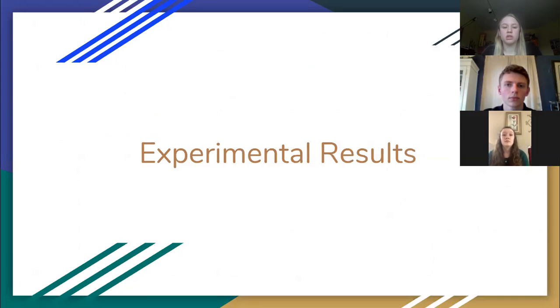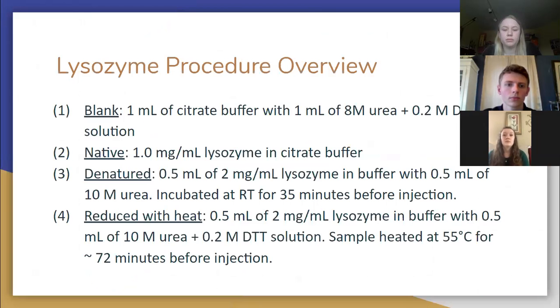So our experimental results that we got this spring. We ran 4 runs. First, we ran a blank, which was 1 milliliter of citrate buffer with 1 milliliter of 8 mol urea plus 0.2 mol DTT solution in order to make sure that the peaks we were getting were indeed from the protein. For native, it was, as I said before, 1 milligram per milliliter lysozyme and citrate buffer. For our denatured protein, we combined 0.5 milliliters of 2 milligram per milliliter lysozyme and buffer with 0.5 milliliters of 10 mol urea. And this was incubated at room temperature for 35 minutes before injection.